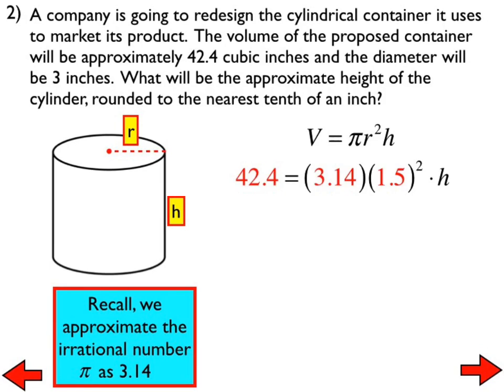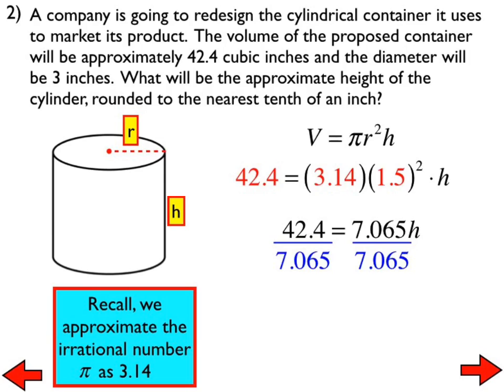So I'm going to go through here. If the diameter is 3, that means the radius is 1.5, which is what we need. And then I went ahead and squared 1.5 multiplied by pi, and that's why I have 7.065 on the right-hand side. Divide both sides by 7.065, and you end up with something like this. H equals 6.00141543, and so on. Depending on the calculator you used, you may have had more digits than that.